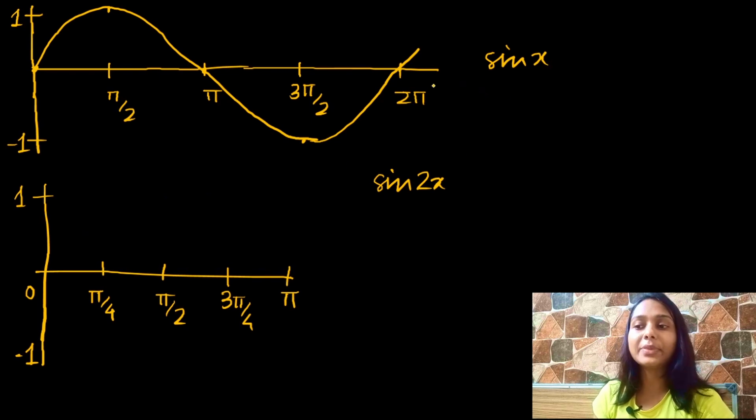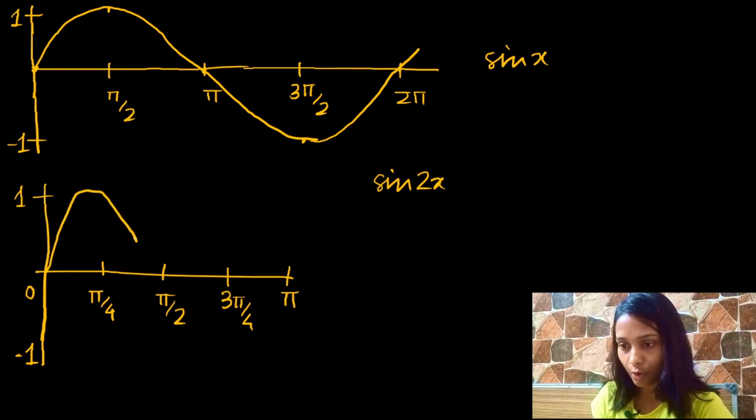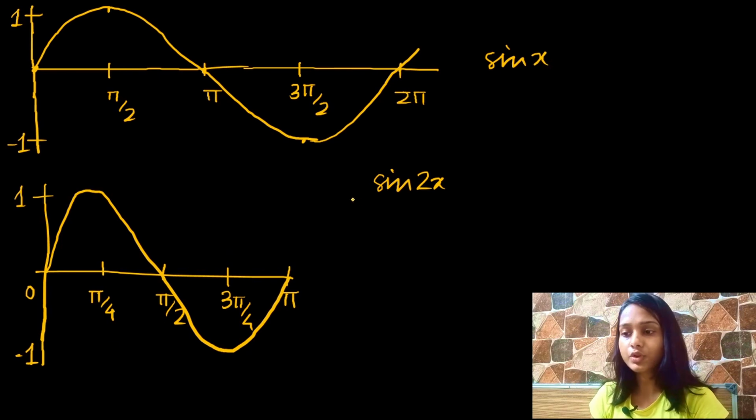So what is happening for sin x in the 0 to 2 pi interval, the same thing will happen for sin 2x in the 0 to pi interval. So it will have the plot like this. Okay. So this is the plot for sin 2x.